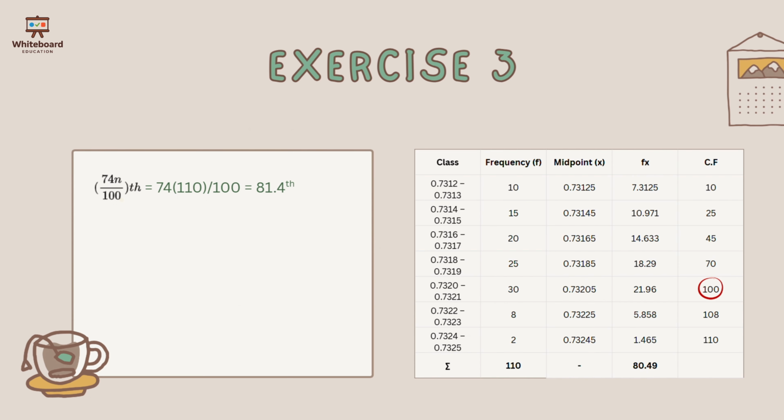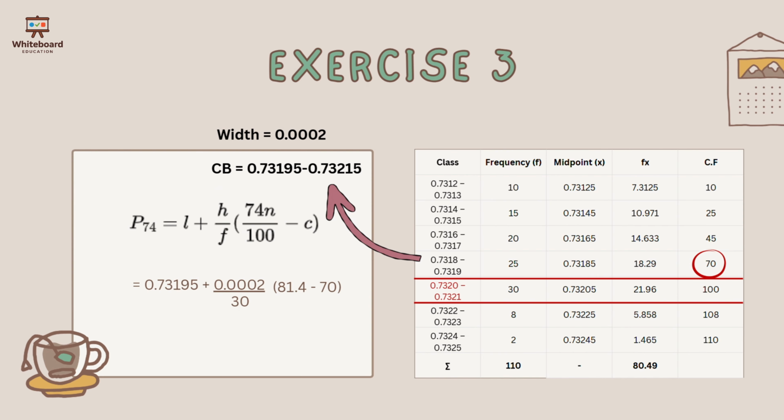Now, lastly finding the 74th percentile. For that we take the 74n over 100th observation. That equals 74 multiplied by the total frequency 110 over 100. So we get the 81.4th observation, which lies in this class of the table. So till now, we already know how to find the median, quartile, decile, and thus the percentile is also solved the same way. Have a look at that.